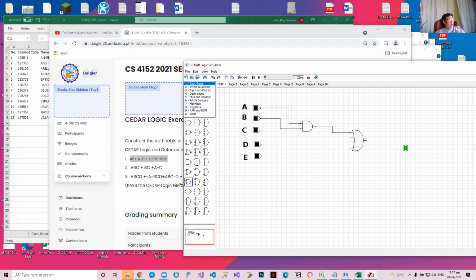Okay. The next is A not C D. So we'll have a 3 input AND gate. Okay, 3 input AND gate. Can we still do this? No longer, no? Do you follow? So what we'll do is we'll make a connector. We need a connector for A. So where's a connector? Here. This is a connector.